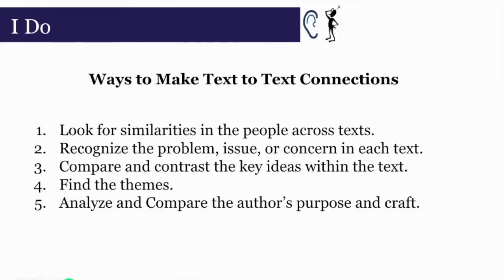Let's get started. One of the first things students should do when they are making connections across text is to analyze the characters or people in the text. How are the characters or subjects similar or different? Do the characters behave in a similar way? Are their relationships similar? Are their experiences similar? Next, students should examine the conflict, problems, and issues developed within the text. How are these conflicts and issues similar and different?